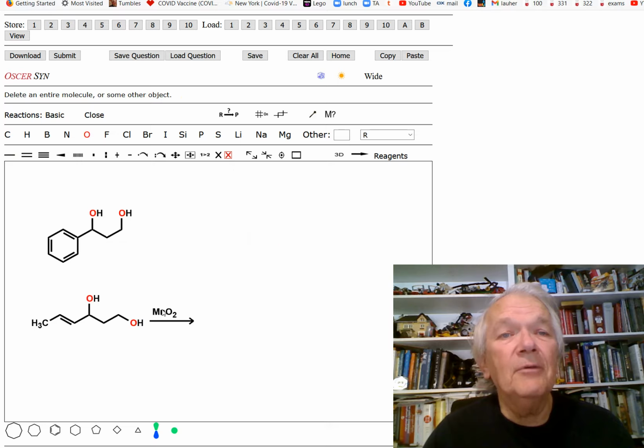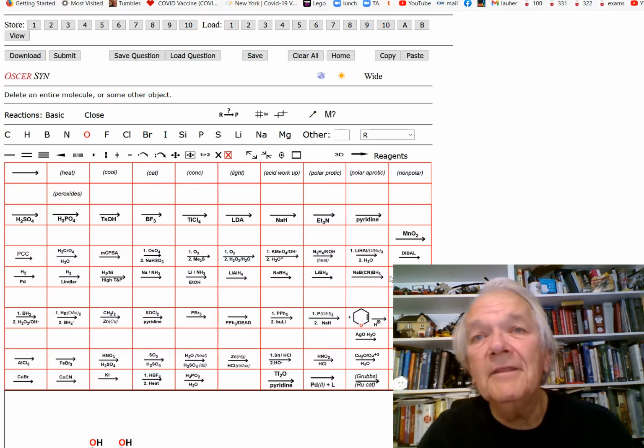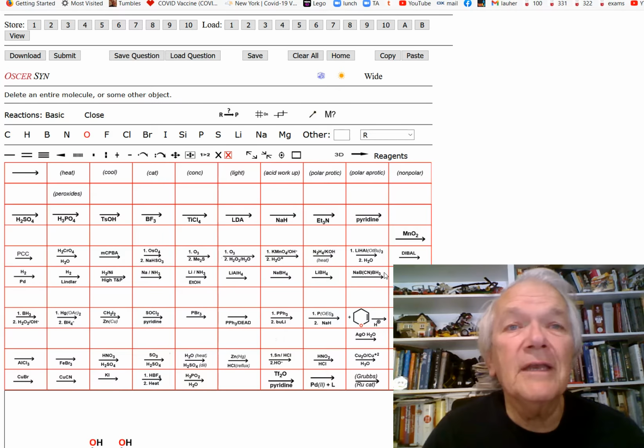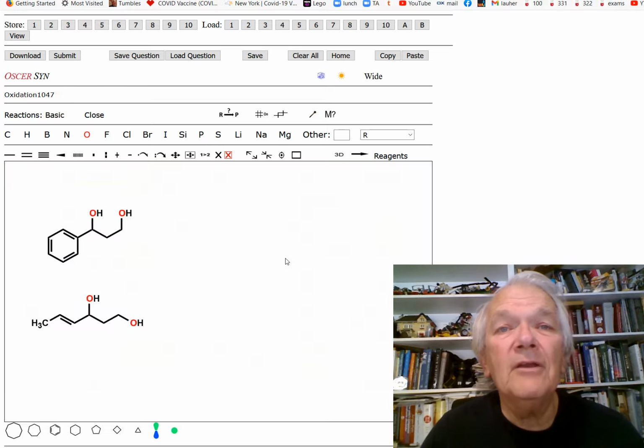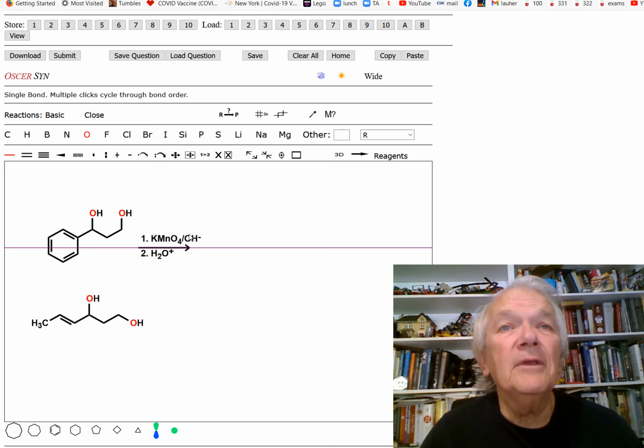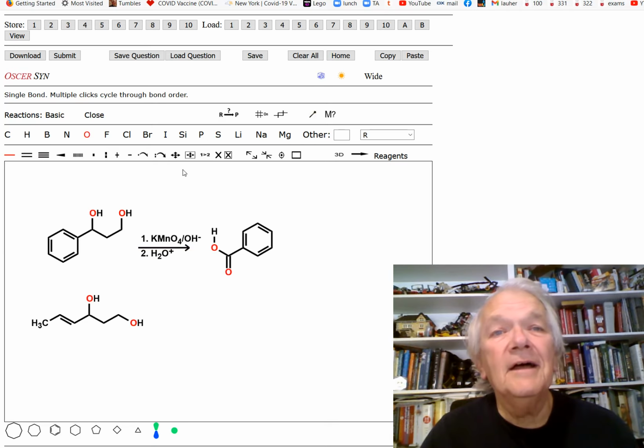Now, if you use a more powerful oxidizing agent, we go all the way and we use permanganate. The reaction is much more exciting. So if I choose permanganate off my menu and I go up here and do the magic reaction, the compound actually cleaves carbon-carbon bonds and takes this benzyl alcohol all the way to the carboxylic acid, breaking carbon-carbon bonds.